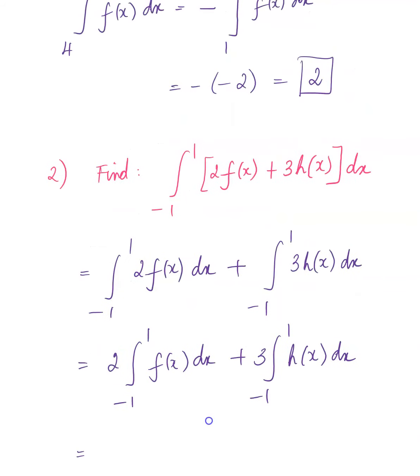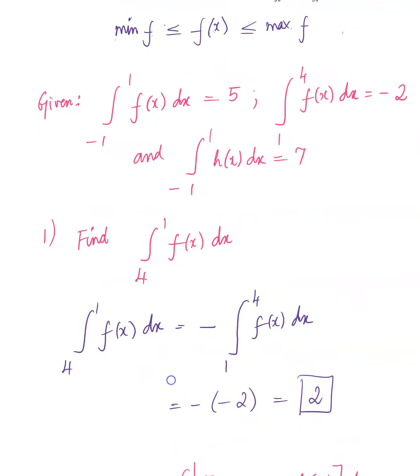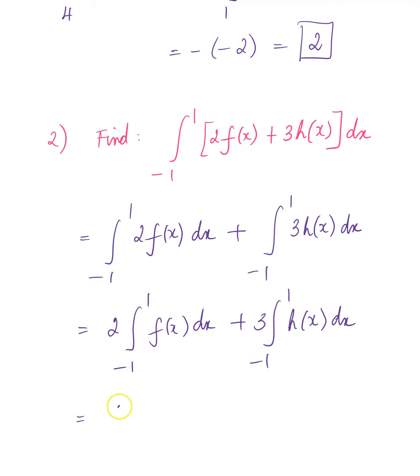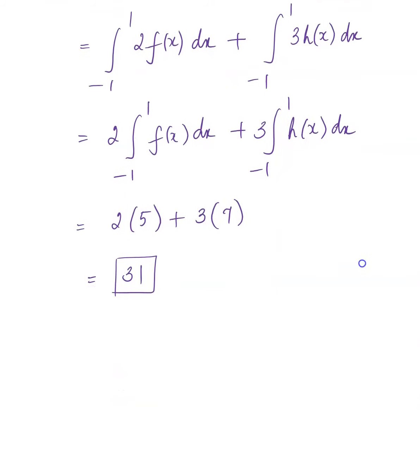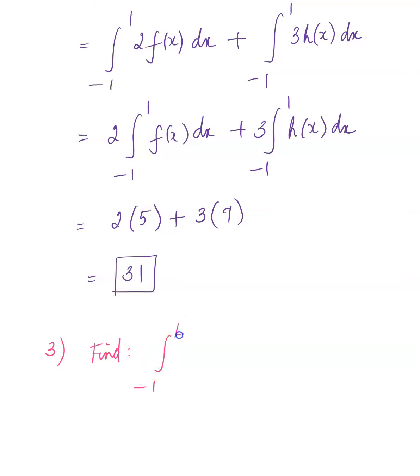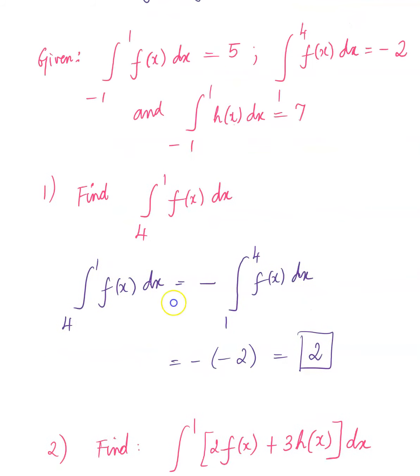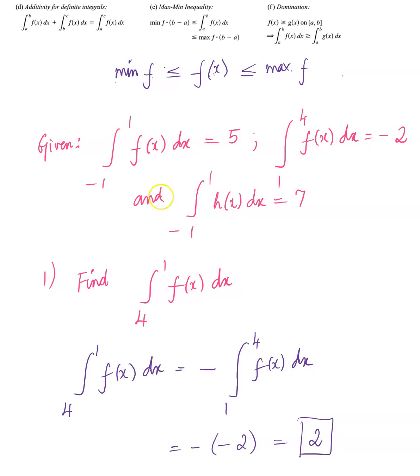So this is the integral from negative 1 to 1 of f of x, and the integral from negative 1 to 1 of h of x. Negative 1 to 1 of f of x is 5, negative 1 to 1 of h of x is 7. Go back to the given information. It says integral negative 1 to 4. I do have 1 to 4 for f of x. And again for f of x I have negative 1 to 1.